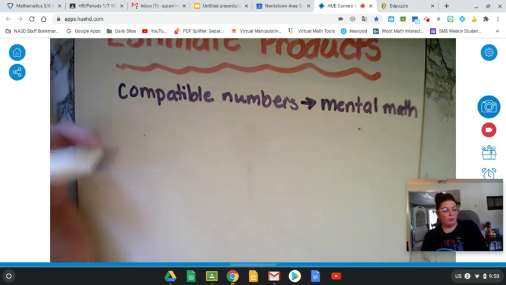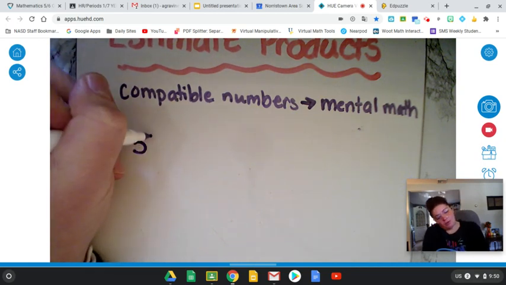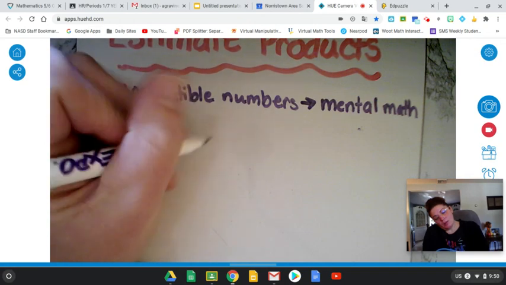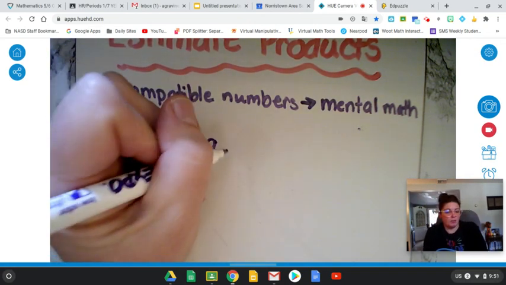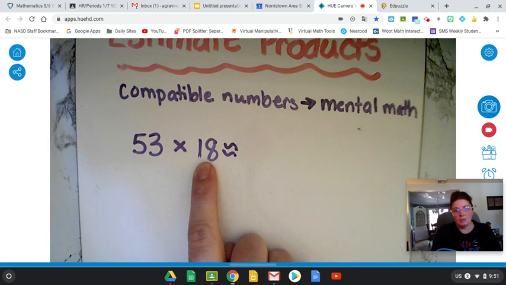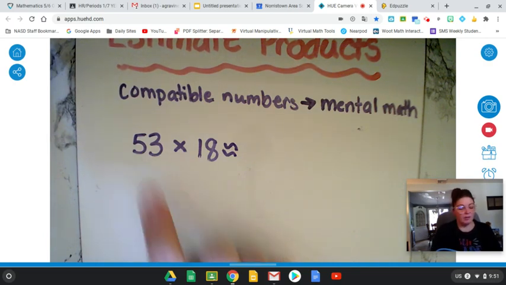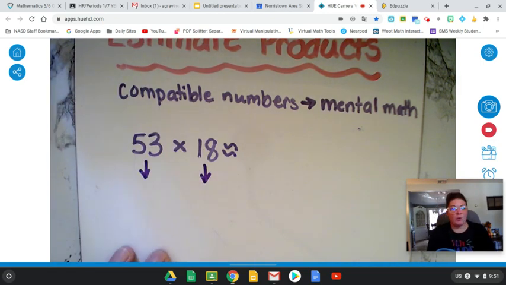So you might have a problem that's a little more complicated. You might have something like 53 times 18. Now we just want an estimate. So we want to know what that is about. Well, 18 times tables are not something I have memorized, and neither do I have my 53s. So I want to change both factors. I want to round both factors and then multiply.